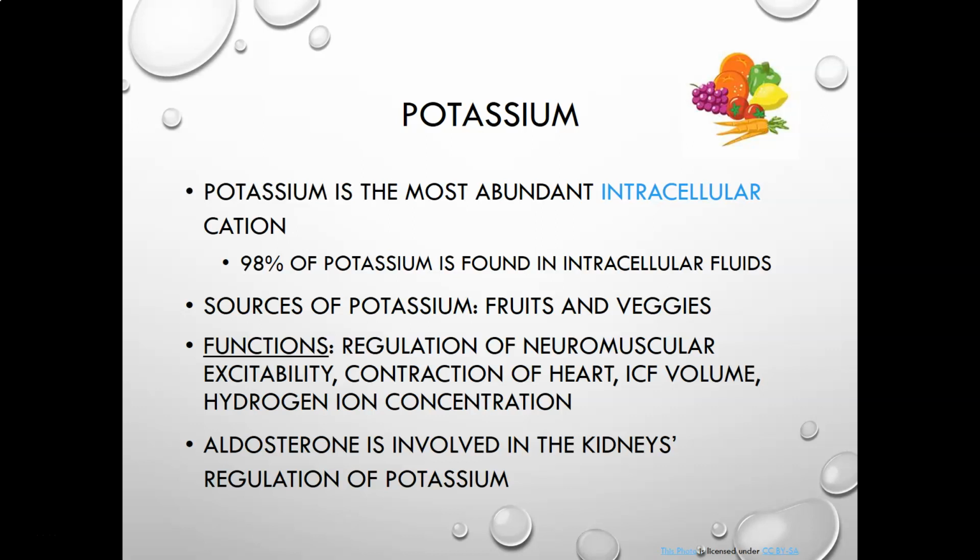Aldosterone is involved in the kidney's regulation of potassium. As I explained earlier, aldosterone is usually released in times of dehydration, and the idea is that it moves sodium from the urine back into the blood. Water follows from the urine back into the blood, so it increases blood volume. But in exchange for pulling that sodium, it has to kick potassium out. So high aldosterone will drop your potassium levels in your blood.